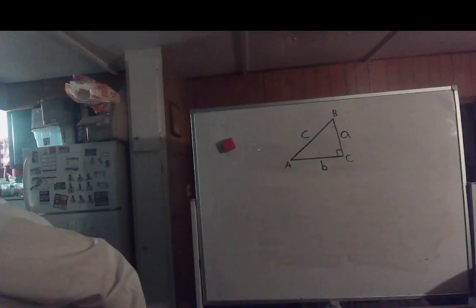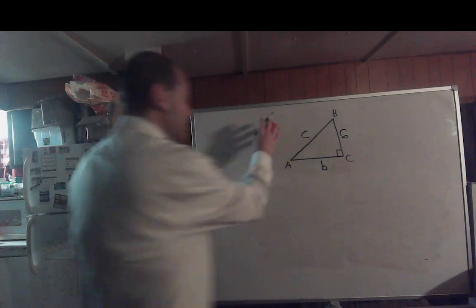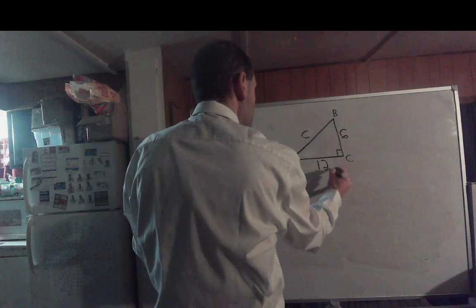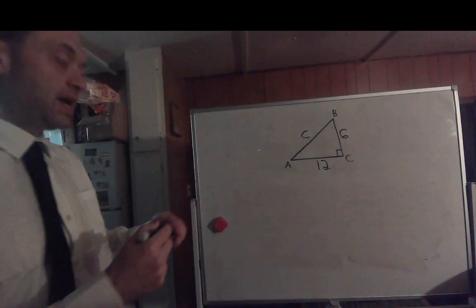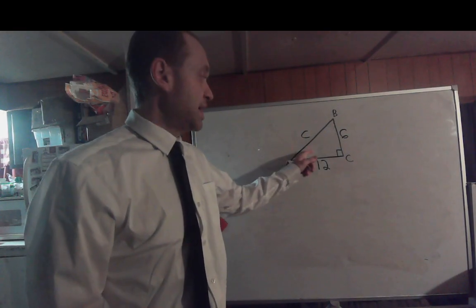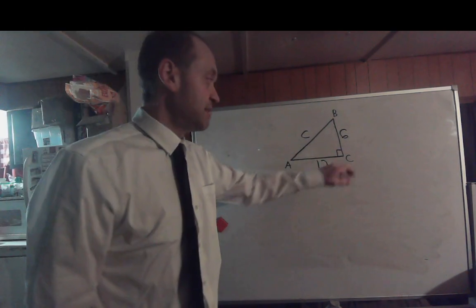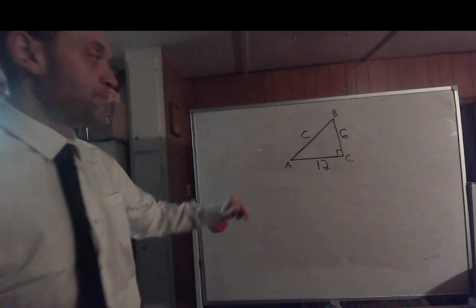So, let's see. This time, we are given that side A equals 6. We're given that side B equals 12. So we don't have a clue what angles A or B are. We know angle C is 90, but we don't know angles A or B.